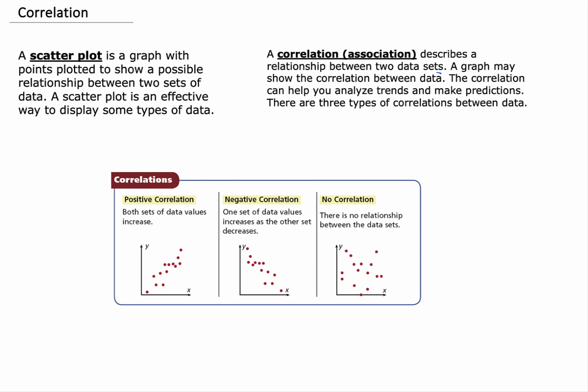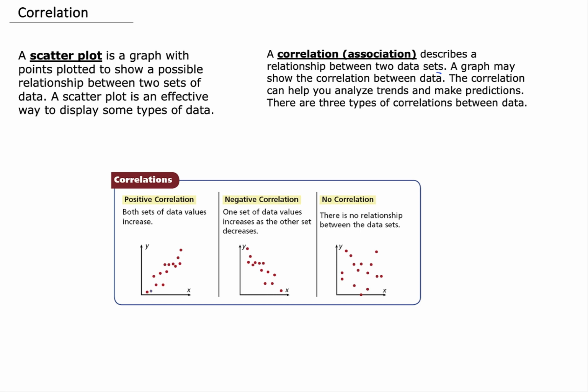Now, when you're given a scatter plot, we talk about correlation. Another word for correlation could be association. So a correlation describes a relationship between the two data sets. Now, a graph will show the correlation between the data, and the correlation helps us analyze trends and also make predictions. There are three types of correlations. You have a positive correlation, a negative correlation, or no correlation.